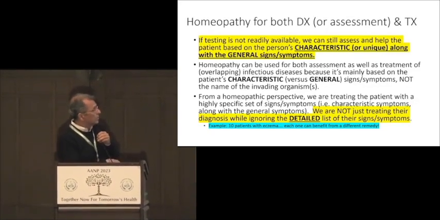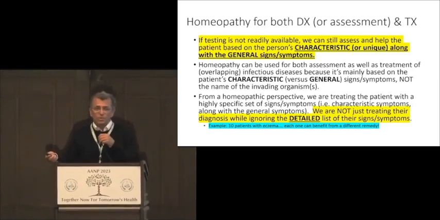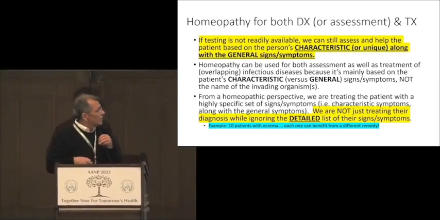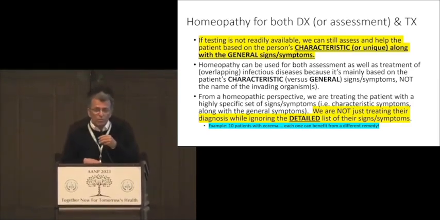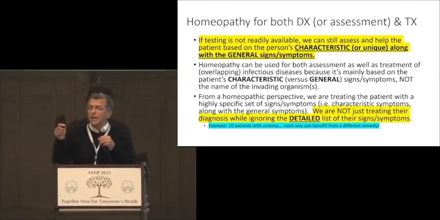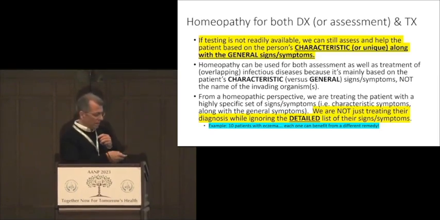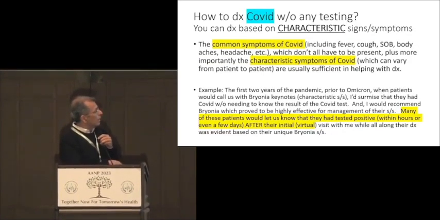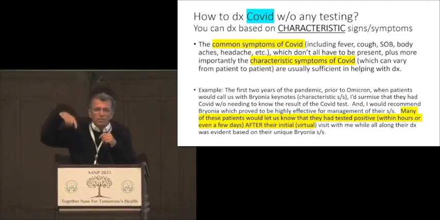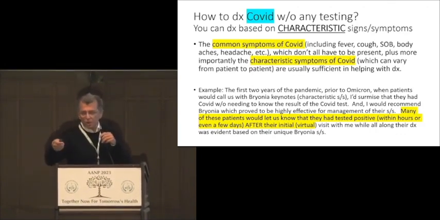And homeopathy can be used both for diagnosis, assessment, as well as treatment. So we look at not just the general symptoms, but we also specifically look at characteristic symptoms, and we're going to talk about what that means in homeopathy. So let's take COVID, for example. Common symptoms of COVID, everybody knows here, right? Common symptoms are fever, cough, shortness of breath, body aches, headaches. Those are the common symptoms for the prior variants. And for the newer variants, we have different common symptoms, like the allergy symptoms.